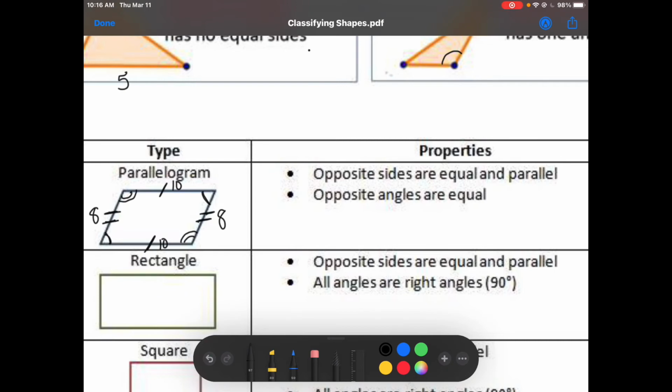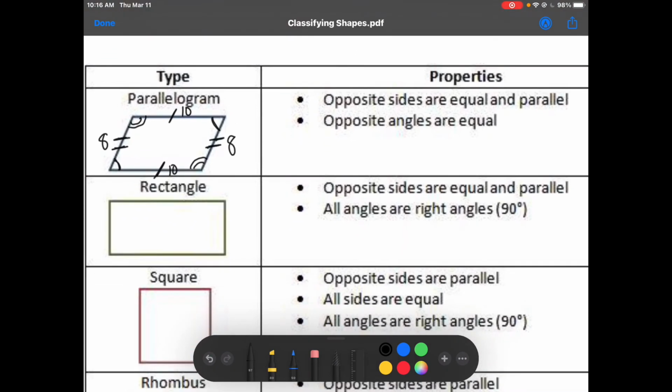For a rectangle, again, opposite sides are equal and parallel. So this side and this side, let's say these sides are both 12 inches. And this side length and this side length are each maybe 6 inches. Okay, they're both equal on the opposite sides. And all angles, this part's different, all angles are going to be right angles. They're all going to be 90 degrees.